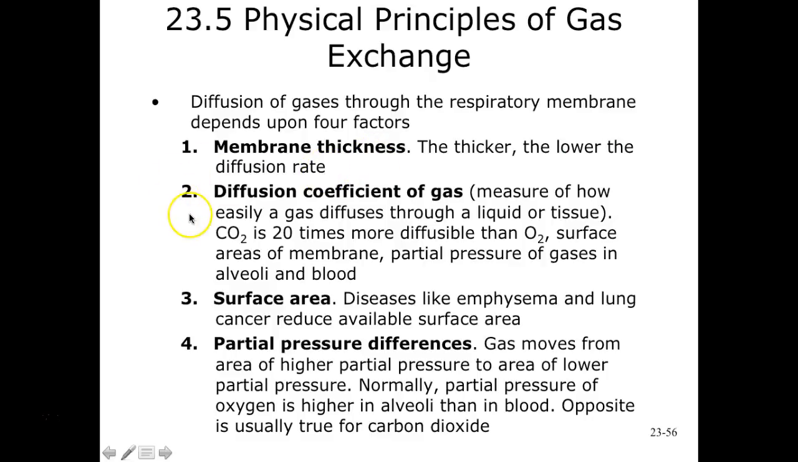Our second factor is the diffusion coefficient of gas. This is the measure of how easily the gas is diffusing through a liquid or a tissue. And what's interesting is that carbon dioxide is 20 times more diffusible than oxygen. So what this means is carbon dioxide is going to diffuse through the respiratory membrane about 20 times more readily than oxygen does.